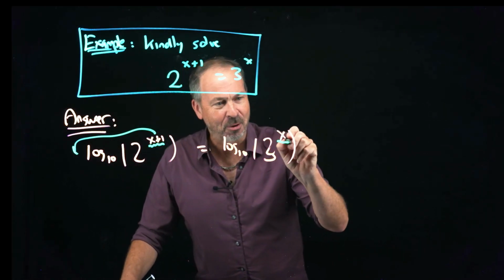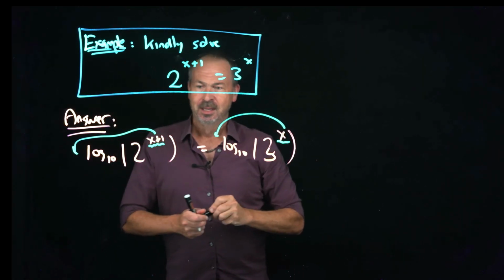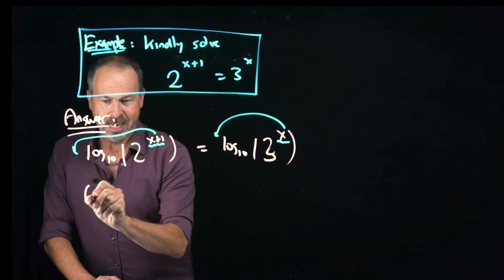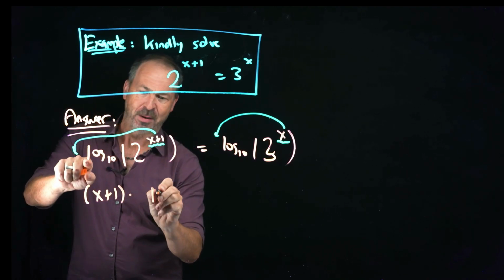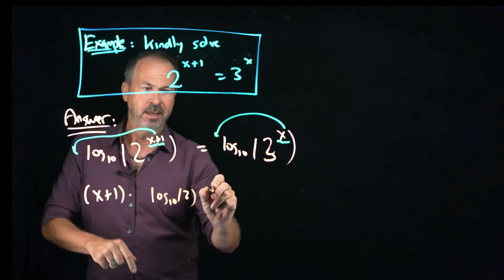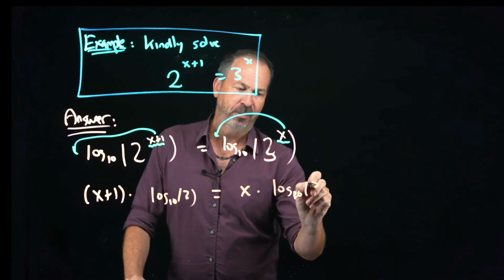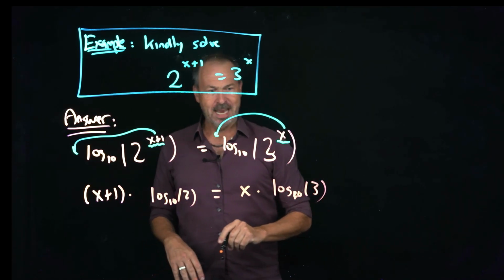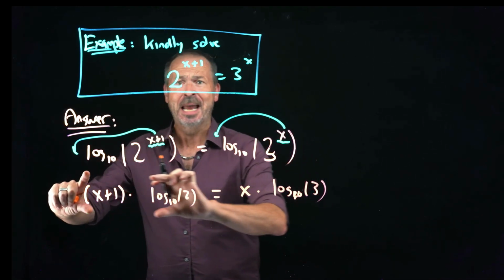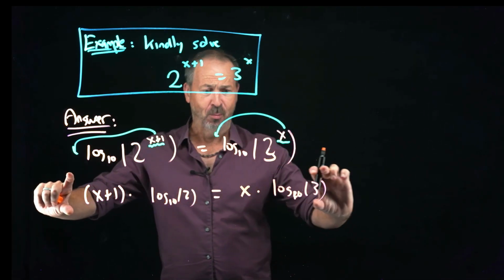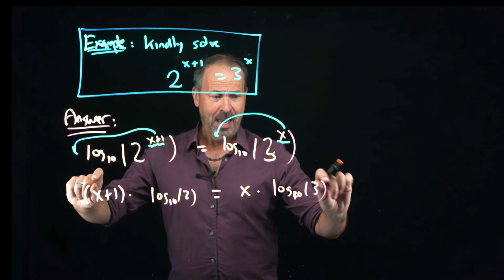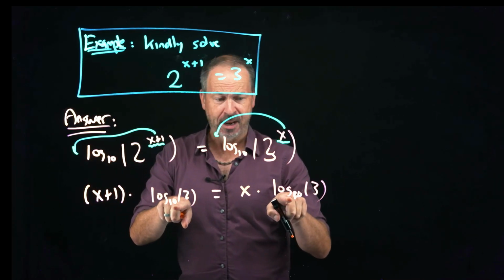And x is just the exponent here, so that will shake down to the front. So this reads now as x plus 1 times what's left behind, log base 10 of 2, equals x times what's left behind, log base 10 of 3. All right, now it's like an algebra equation. I've got all the x's on the level I want them to be at. I can actually solve this, and I can use my calculator to get these numbers. In fact, I did it.